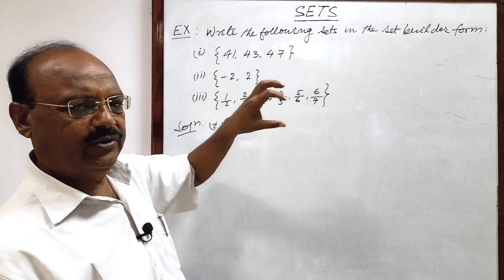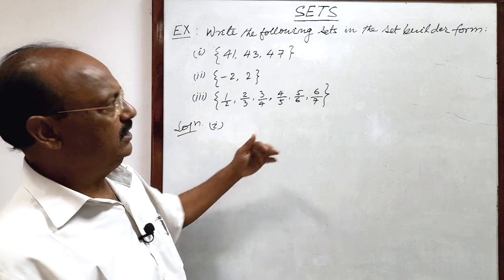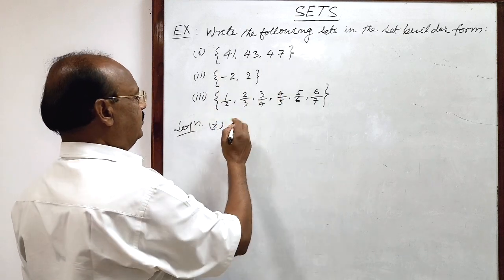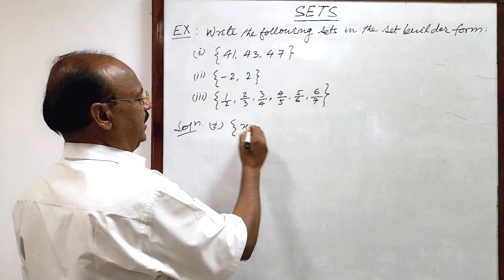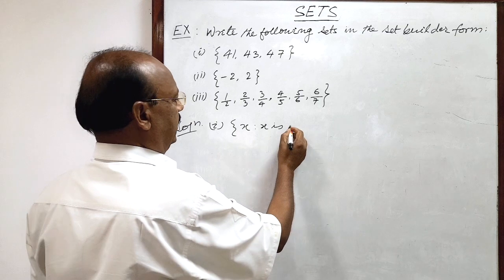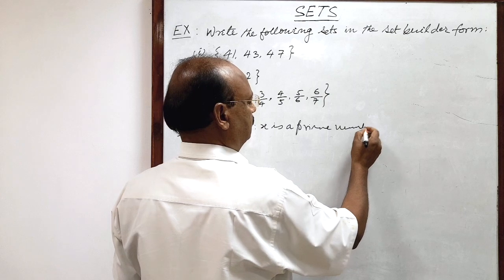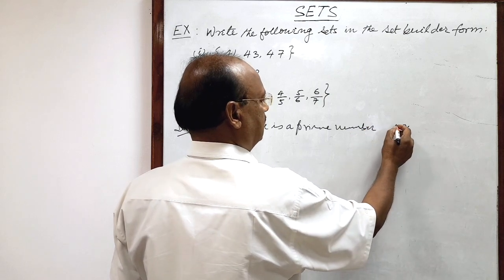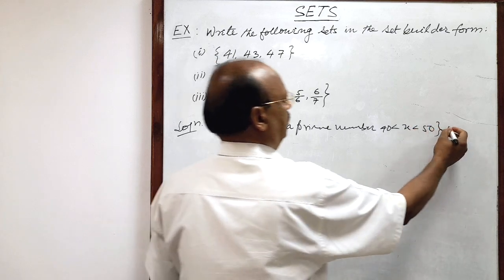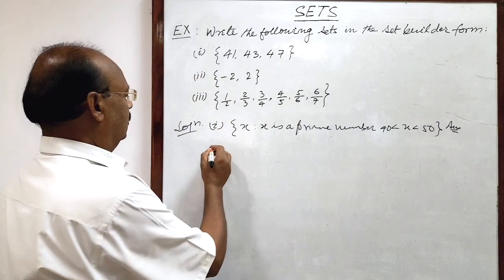So we just have to recognize the common property of all the elements, and that should be written in the set builder form. So here this set in the set builder form we can write: X is an element of this set such that X is a prime number and X lies between 40 and 50. That's all. This is the answer. Clear? Now we'll see the second question.